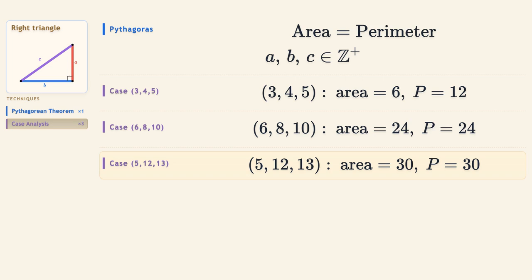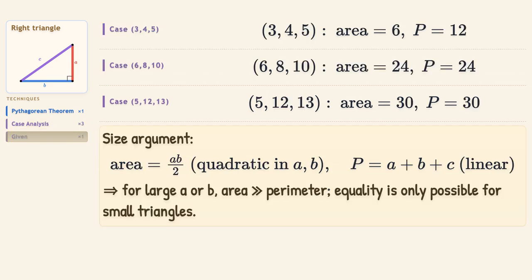With a hit rate that high, it is natural to ask, are there many more solutions, perhaps even infinitely many? But there is a clean reason to expect only a handful of solutions. Area is a product, roughly a times b over 2, which is quadratic in the leg lengths. Perimeter is a sum, just a plus b plus c, which is linear. As a or b grows, area races past perimeter very quickly, so equality has very little room. The solutions, whatever they turn out to be, are almost certainly limited. Our task from here on is to pin them down exactly.